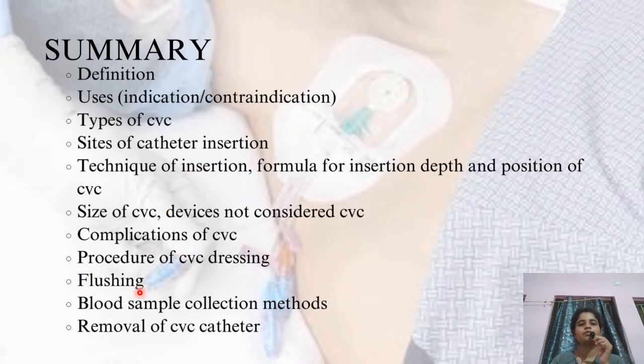And in the second part, we saw the procedure of CVC dressing, the flushing techniques, the techniques for blood sample collection, and the technique for removal of CVC catheter. Along with that, the resources and research papers for securing the CVC catheters also. If you are interested, you can go and check it out. So this was overall about the central line care.